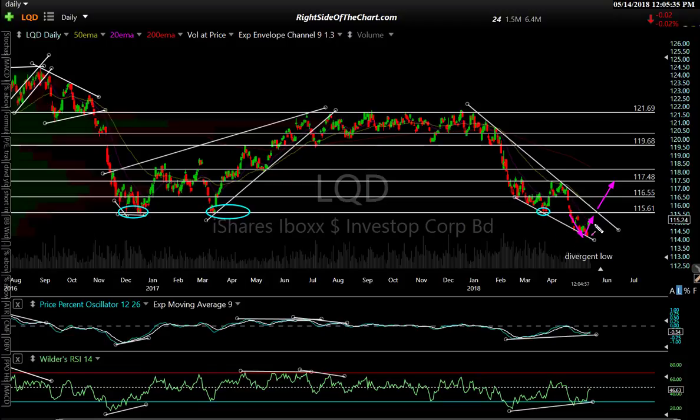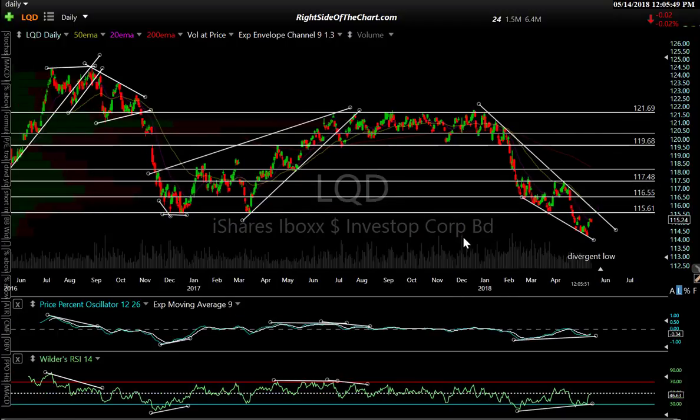You shake out the weak-handed longs, meaning only the people that are going to hold are left in there. You pull in some shorts, and when those shorts realize that breakdown failed, they have to cover. They get squeezed out, and that adds to the buying. So that's probably one of my favorites right now if you're looking for a trade on bonds. And again, a little bit more volatility than TLT.